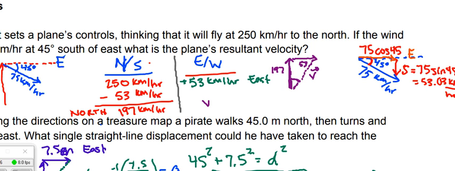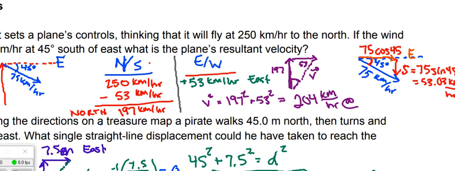So v squared is equal to, that's the hypotenuse, 197 squared plus 53 squared. That's just the Pythagorean theorem. And I got 204. 204 kilometers per hour at what angle?